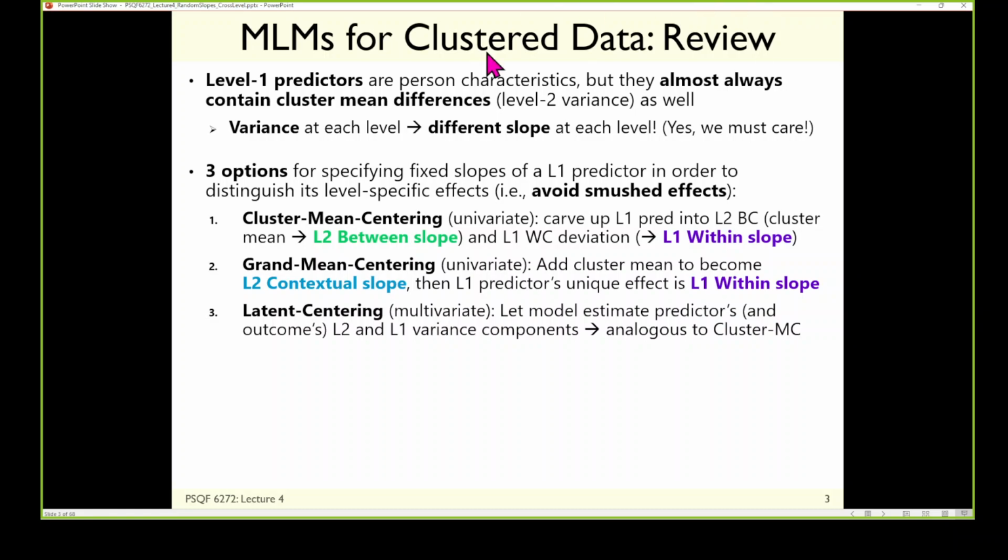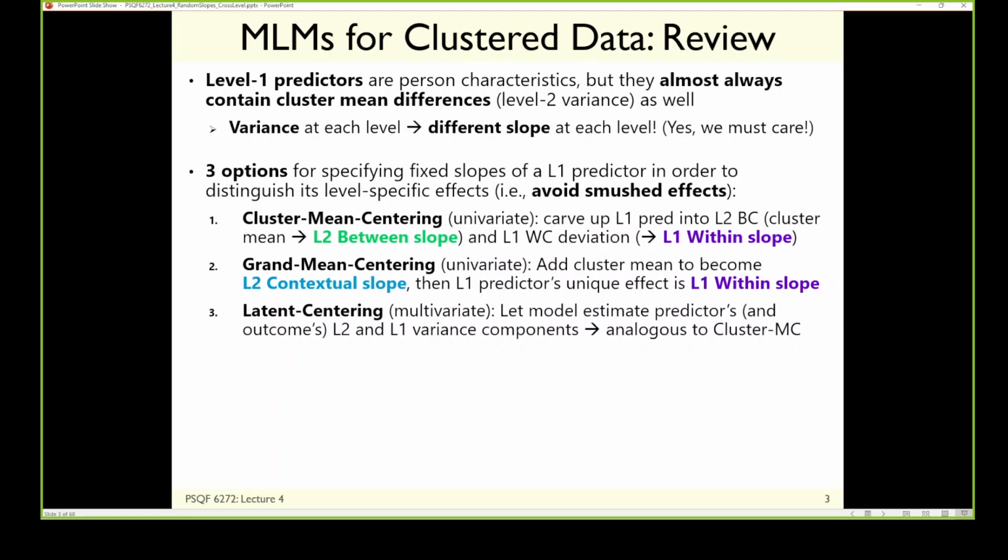So there's 3 options in general by which you can distinguish different slopes at different levels for a person predictor. There's my preferred cluster mean centering, which is available within the univariate models that we're currently looking at, where the software can predict 1 column at a time. And that is where you do the job ahead of time of carving up your level 1 predictor. So you have just its within cluster variation going into level 1. That means it's going to be a within slope, no matter what. And if you put in the cluster mean at level 2, that's going to be the between slope, no matter what, because these 2 predictors are uncorrelated. So predictors at different levels are not correlated.